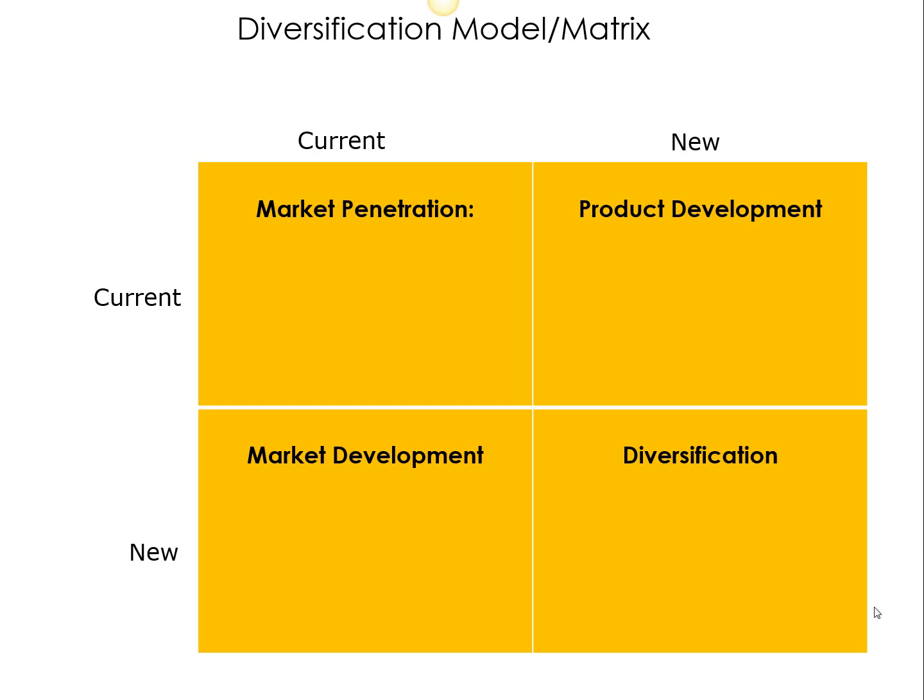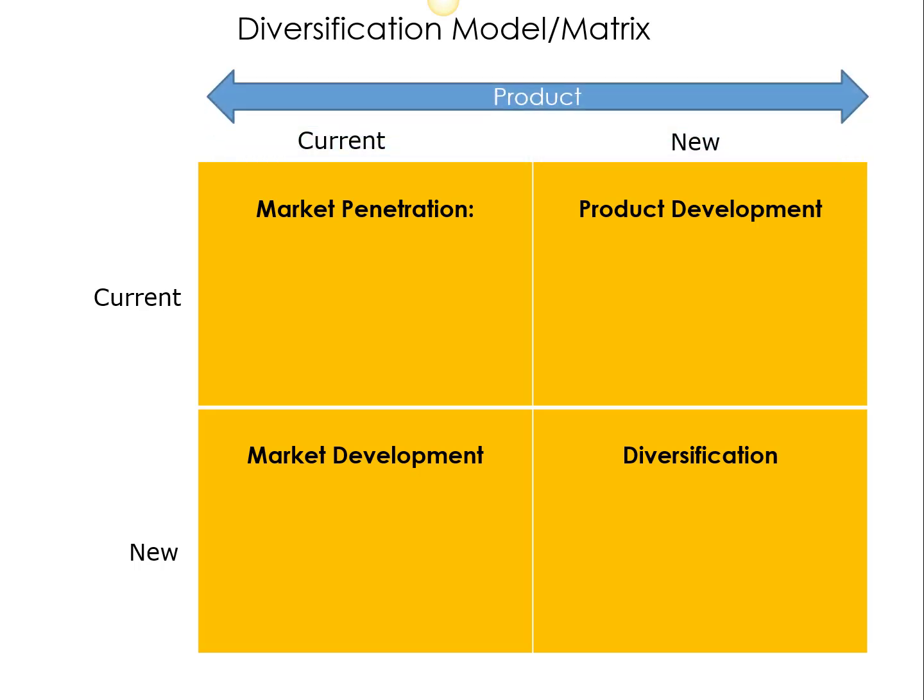So this particular matrix is a 4-quadrant grid, and along the top axes we have products, and we want to look at both our current products and potentially come up with some ideas for new products. Additionally, we want to look at our markets. Who are we currently serving, and who might we be able to serve in the future as well? We want to brainstorm some of those ideas. So we always start with market penetration, which is that first square that you're looking at, and that is noted by our current products and our current market.